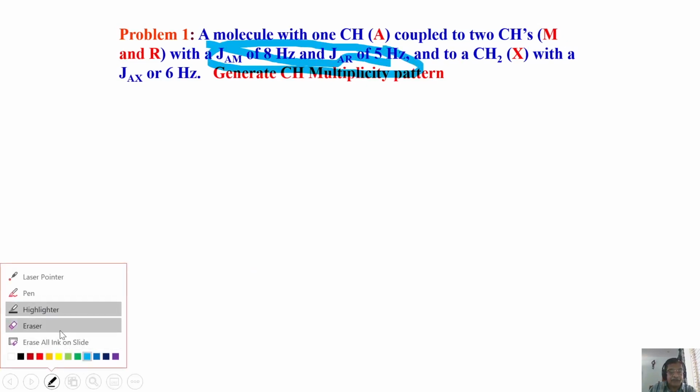What is the coupling constant? The coupling constants of these two CHs with respect to this CH, of CHs M and R, are 8 Hertz and 5 Hertz. Interestingly, it is also coupled to a CH2 with a coupling strength of 6 Hertz. Now, my question is, we have to generate a theoretical spectrum, a stick plot of this one. Now generate the spectrum. How do we do that? Simply adopt the family tree approach.